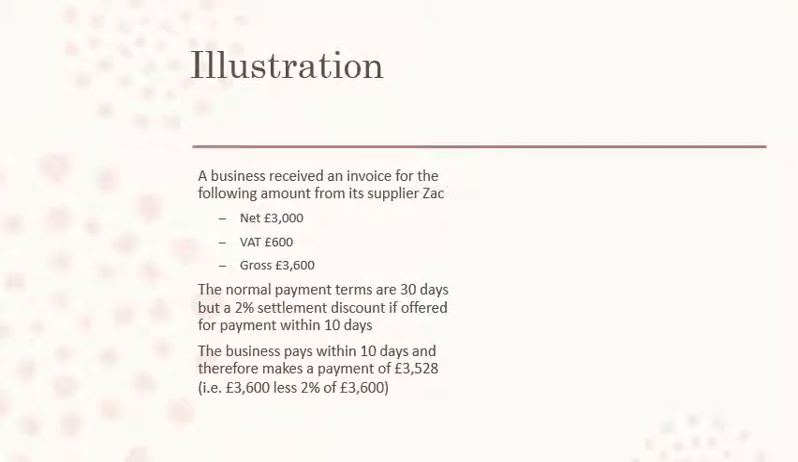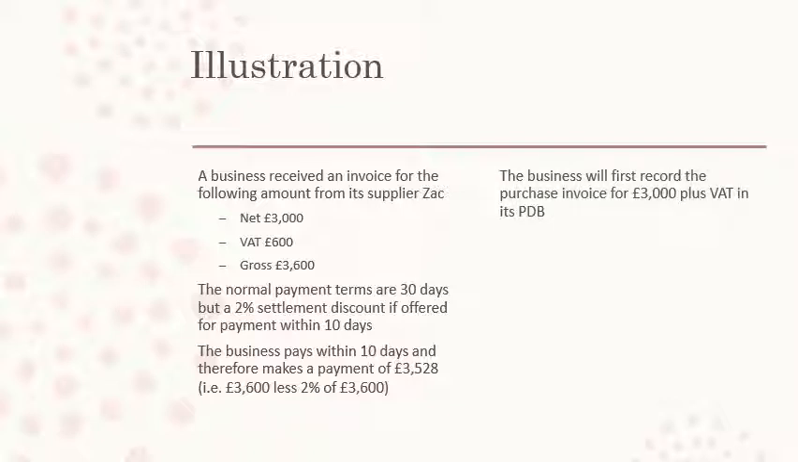So let's illustrate this. We have a business that receives an invoice from its supplier Zach for £3,000 plus VAT, a gross amount of £3,600. Now, Zach offers settlement discounts of 2% for payments within 10 days. And let's say that the business does pay within 10 days and then takes that settlement discount. So the business will actually pay £3,528 and not £3,600, and that's £3,600 less the 2% settlement discount.